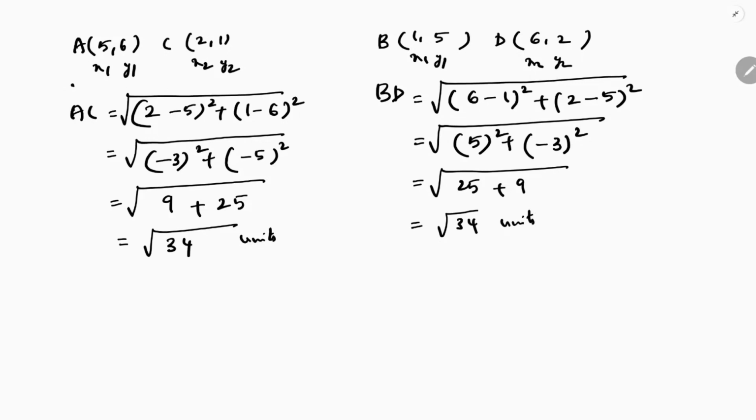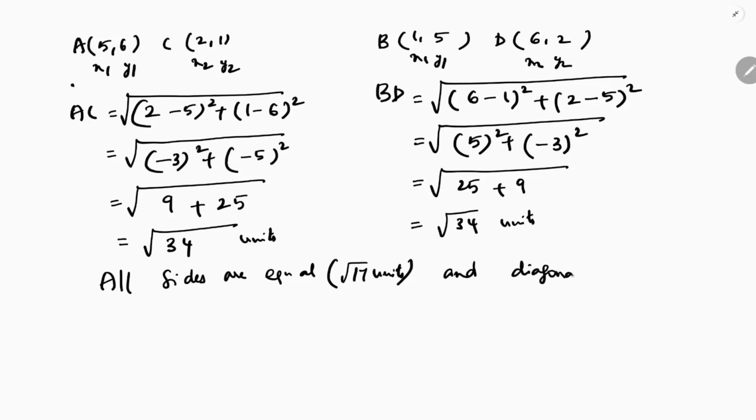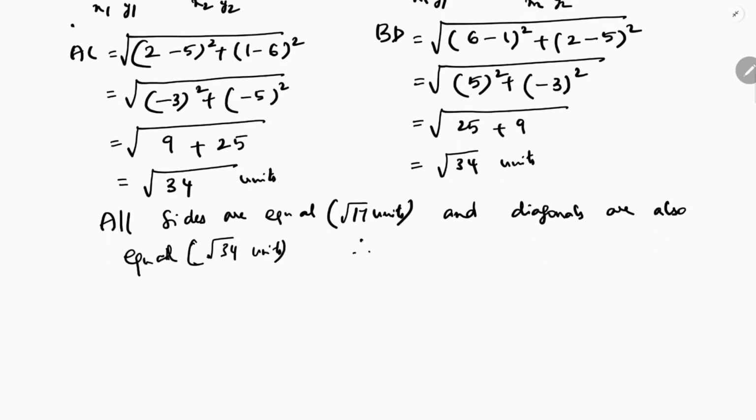So all sides are equal, that is root 17 units, and the diagonals are also equal, that is root 34 units. Therefore, ABCD is a square.